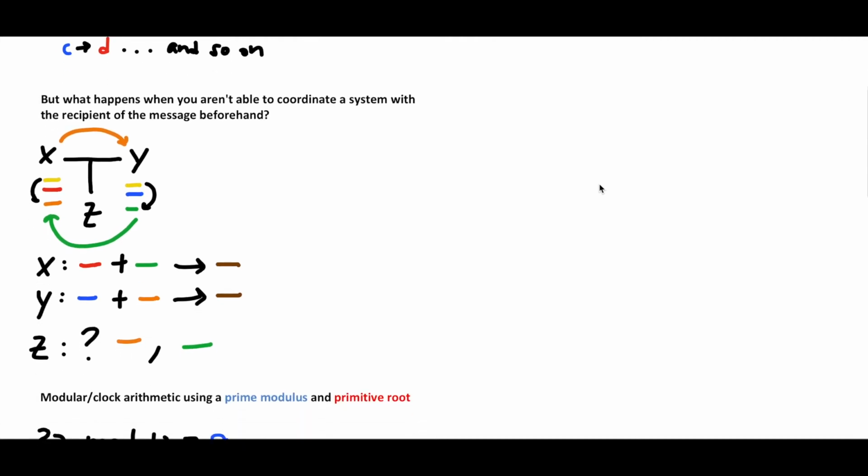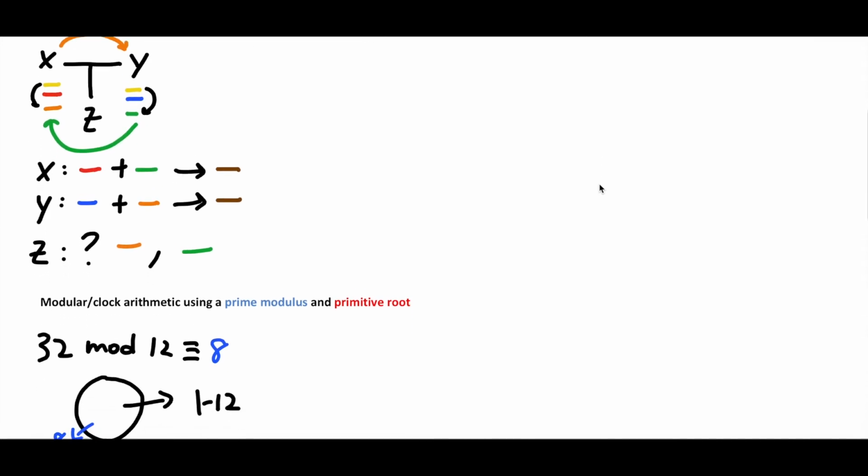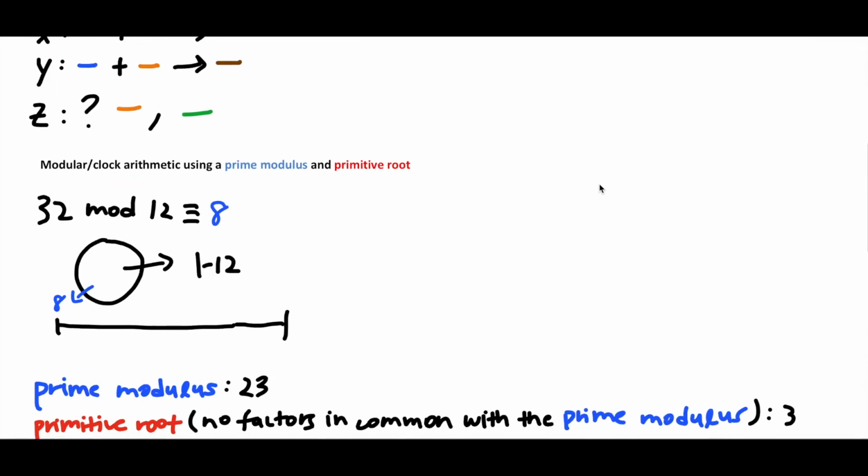Now let's look at a numerical conceptualization of the same idea using a prime modulus and primitive root. To begin, let's understand a really simple calculation. 32 mod 12. Imagine a string with length 32 wrapped around a clock until the end of the string lands on a number. In this case, it lands on 8. Hence, 32 mod 12 is congruent with 8.